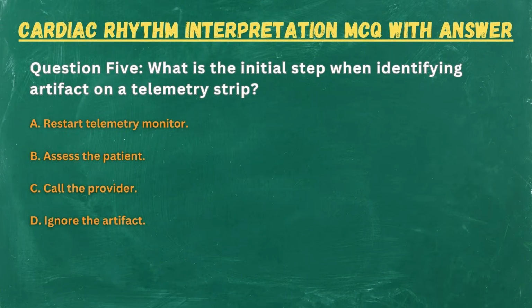Question 5. What is the initial step when identifying artifact on a telemetry strip? A. Restart telemetry monitor. B. Assess the patient. C. Call the provider. D. Ignore the artifact. Answer: B. Assess the patient.